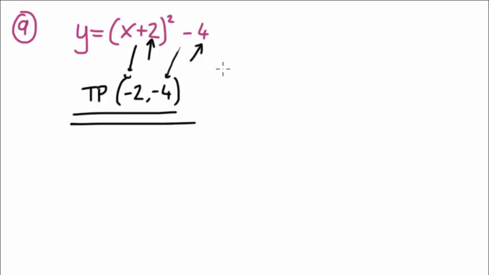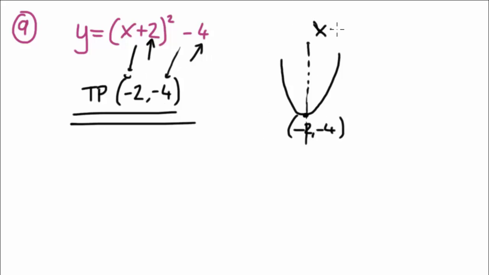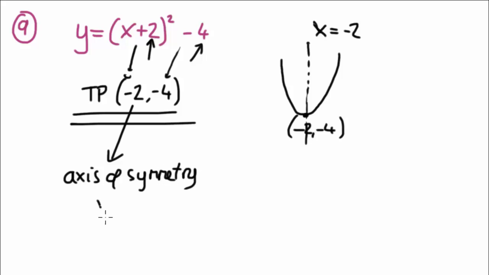Now remember, say that was your parabola, right? And your turning point is -2, -4. Your axis of symmetry is just the vertical line for these examples. So it's basically where x equals -2. So when they're asking you to write down the equation of the axis of symmetry, just say x equals -2. And that's it.